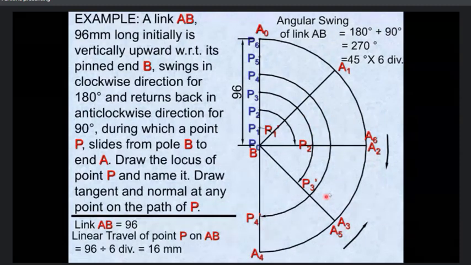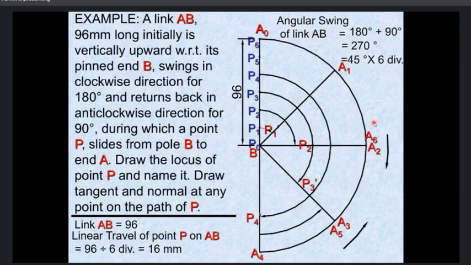It is going to move in the anti-clockwise direction. So take center as B, radius equal to BP5, and mark an arc in the anti-clockwise direction here, where it is having A5. And finally, center as B, radius equal to BP6, and mark an arc till A6. So P6 will be exactly here. Are you getting it?